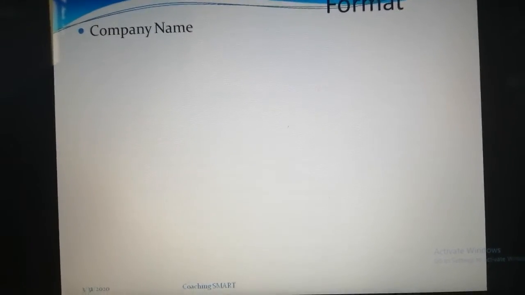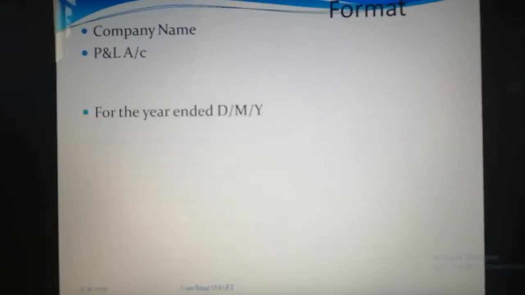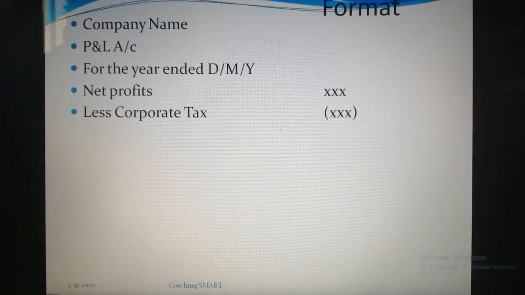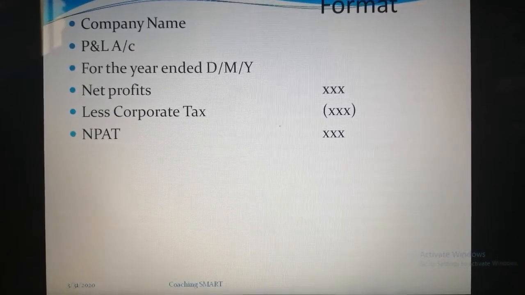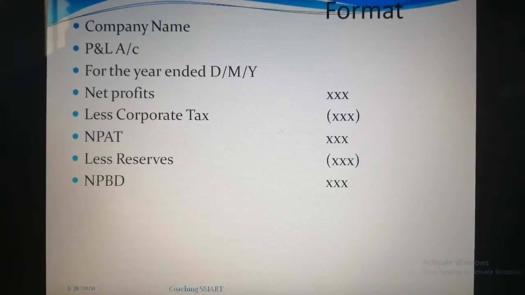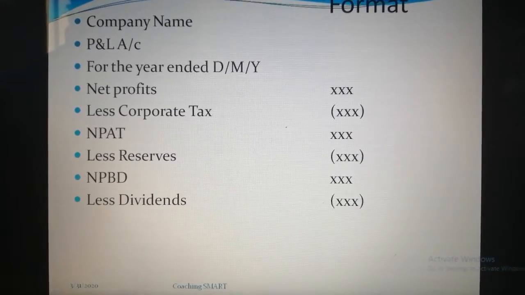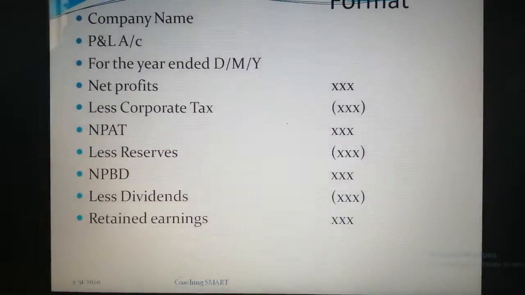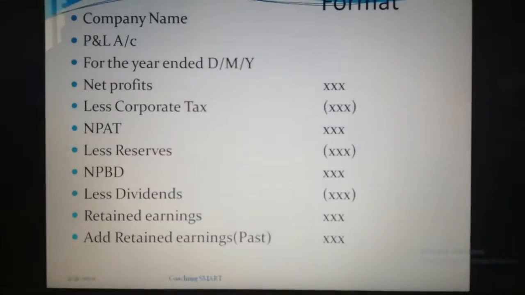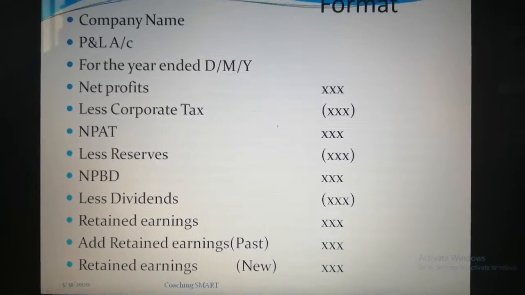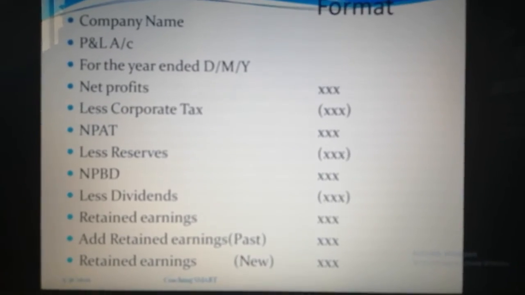Now, the format. You have the company name, profit and loss appropriation account for the year ended, net profits, you less corporate tax, you get the net profit after tax, you less reserves, you get net profit before dividends, you less dividends, you get retained earnings. You add retained earnings for the previous year, which is the past year. You get retained earnings for the current year, which is the new year.